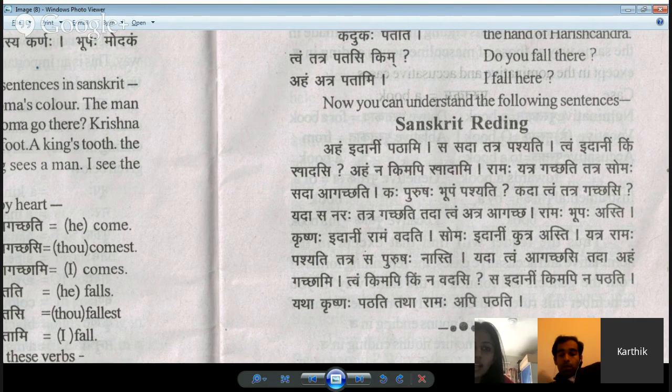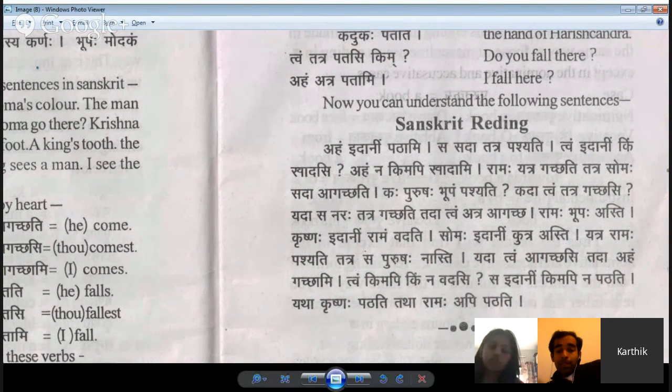यदा त्वम् आगच्छसि तदा अहं गच्छामि. So when you come, then I go. Okay. Next three, Prashant, you can take the next three. Tvam kimapi kim na vadasi. Why do you not say anything? Good. Next one.